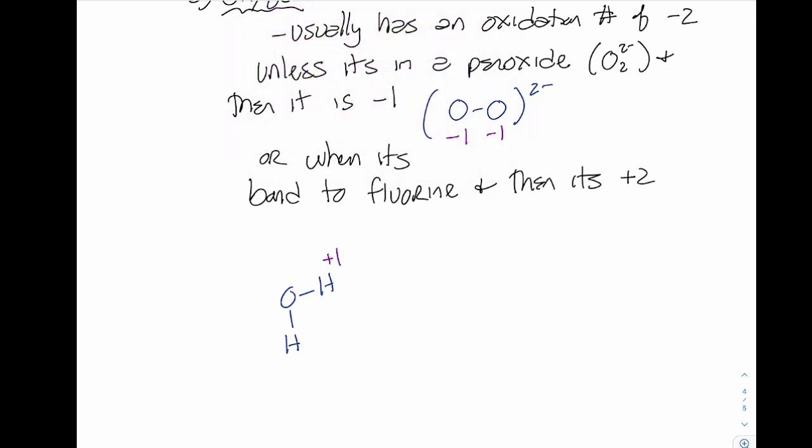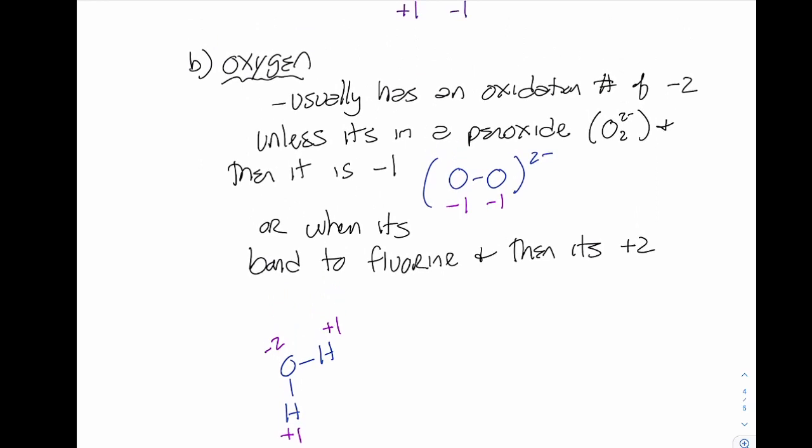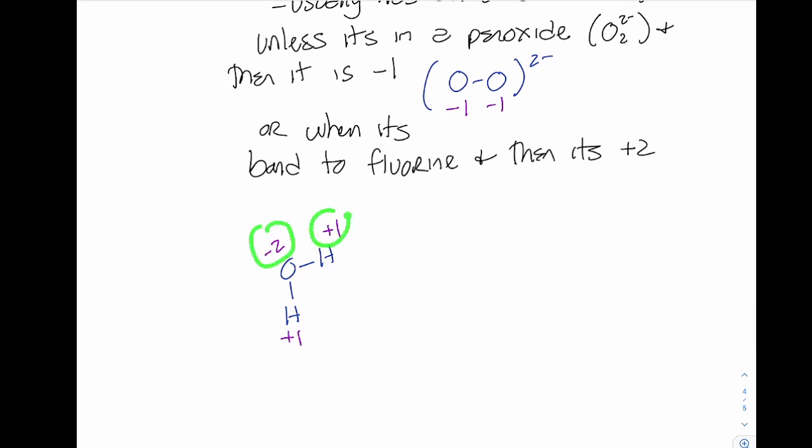So +1 and a +1 gives me +2, which means oxygen would have to be a -2. You could also use this rule for oxygen, right? Oxidation number is going to be -2 unless it's in a peroxide, which it's not, or bonded to fluorine, which is not, so -2. And then again, a -2 and 2 positive 1s equals 0. That's what it should equal.